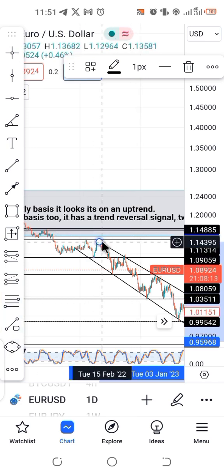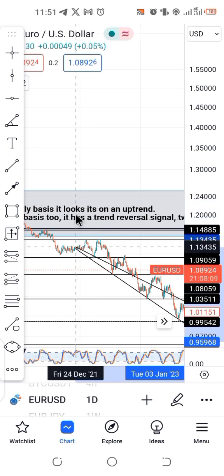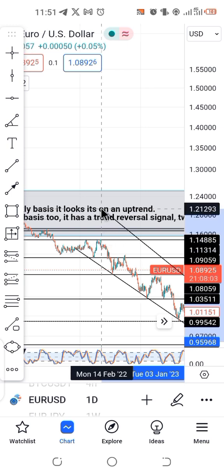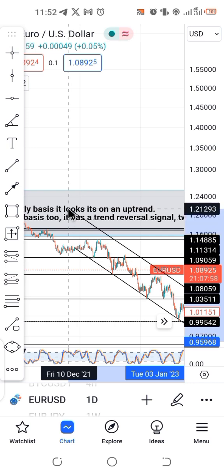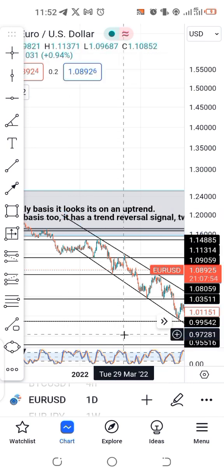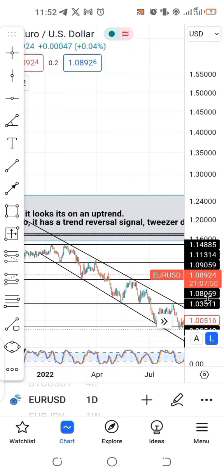Can we draw this thing well? The mouse is giving me a headache. Okay, I think this is okay. Yeah, let's just maintain this because the mouse is giving me a headache. All right.